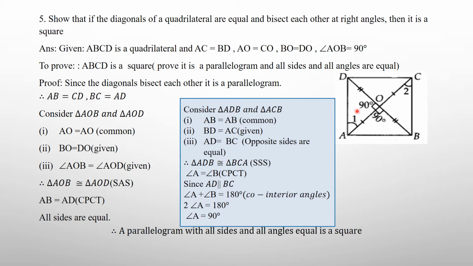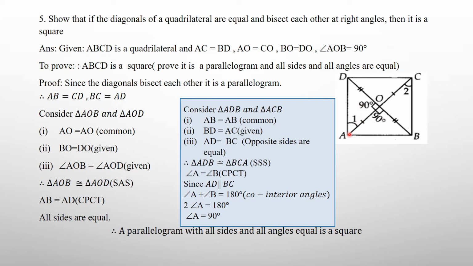We can see a quadrilateral's diagonals bisect each other means it is a parallelogram. Therefore we can say ABCD is a parallelogram. If ABCD is a parallelogram, we can say AB is equal to CD and BC is equal to AD using the condition opposite sides of a parallelogram are equal.